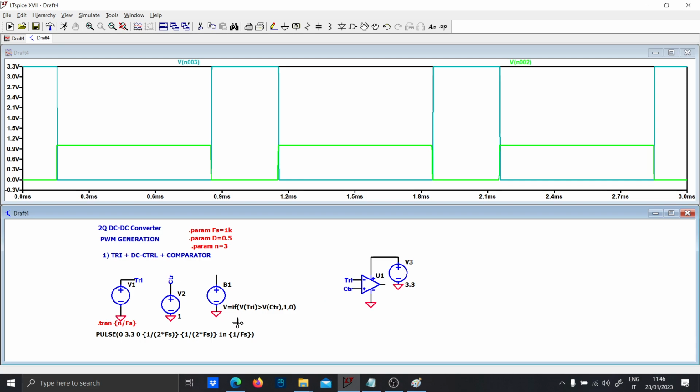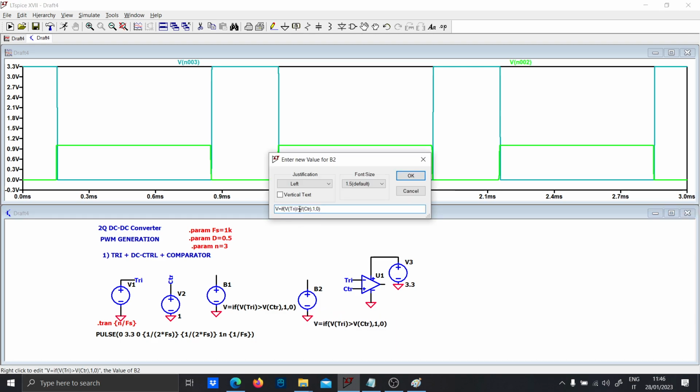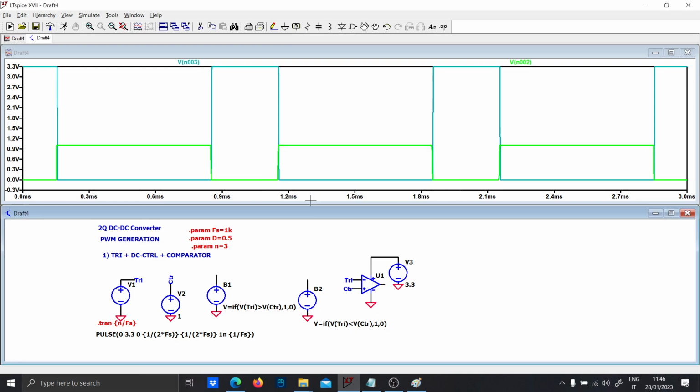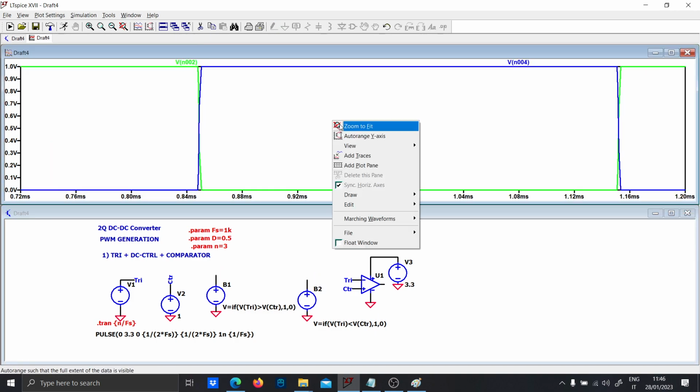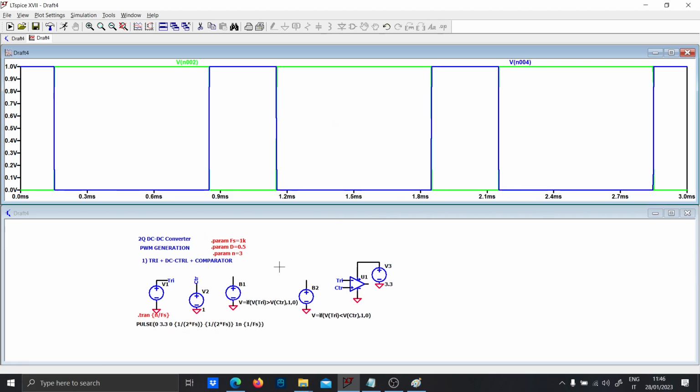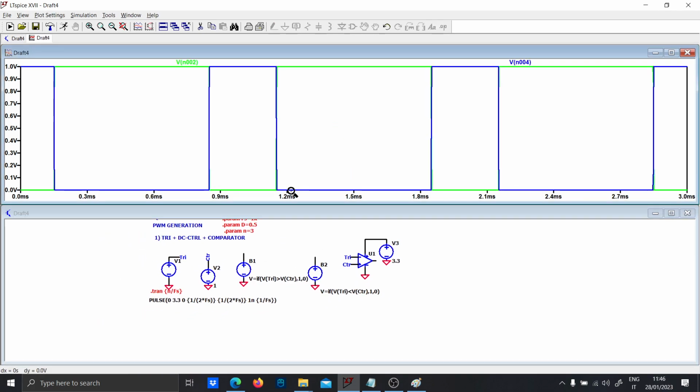And if you want to generate the complementary PWM, just put again the same, but with the other sign here. And you see that you're going to have two complementary waveforms to drive a synchronous configuration. Or you can just generate these two waveforms.